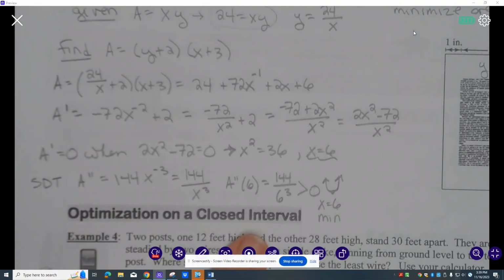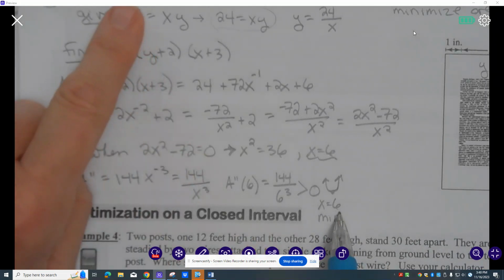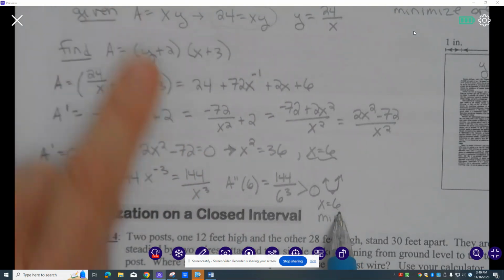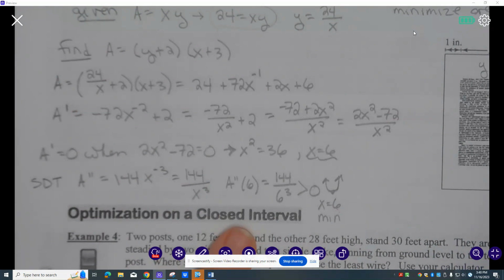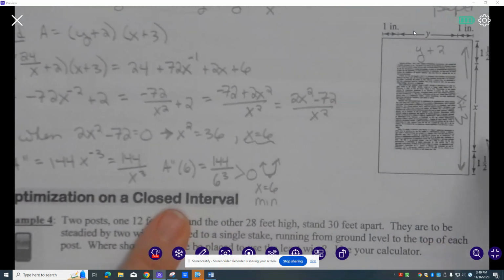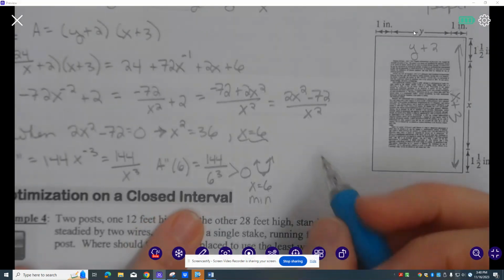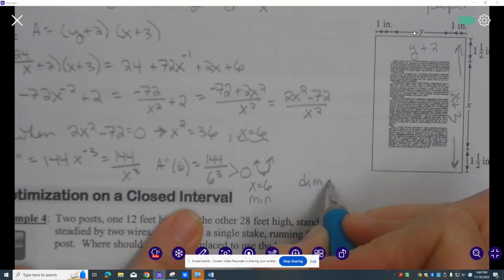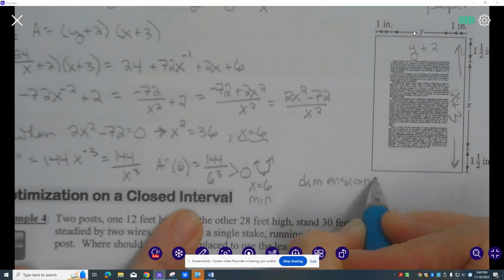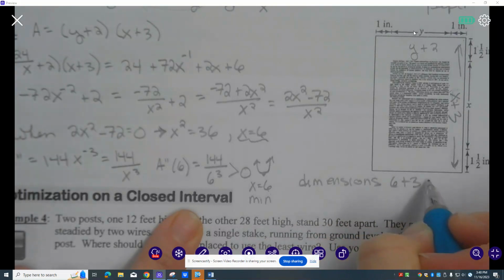Okay, so now we want to make sure we answer the question that was asked. I know x equals 6, but the question asks, what should the dimensions of the page be? So remember, x is just the print. I want the dimensions of the page. So for the dimensions of the page, it would be 6 plus 3. That would be 9 inches.